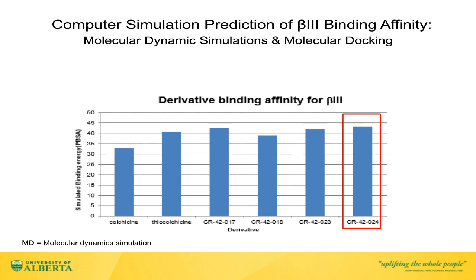And this is a histograph looking at how these top drugs bind to the tubulin 3 pocket. We're looking at here simulated binding free energy of these drug derivatives, and you can see that the one on the right that's in the red box, CR42024, was predicted to have a significantly higher free energy of binding to beta-3 tubulin than the original colchicine shown on the left here.